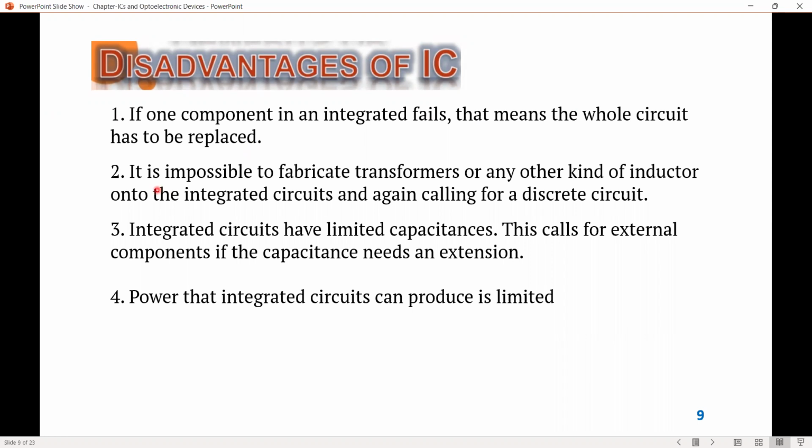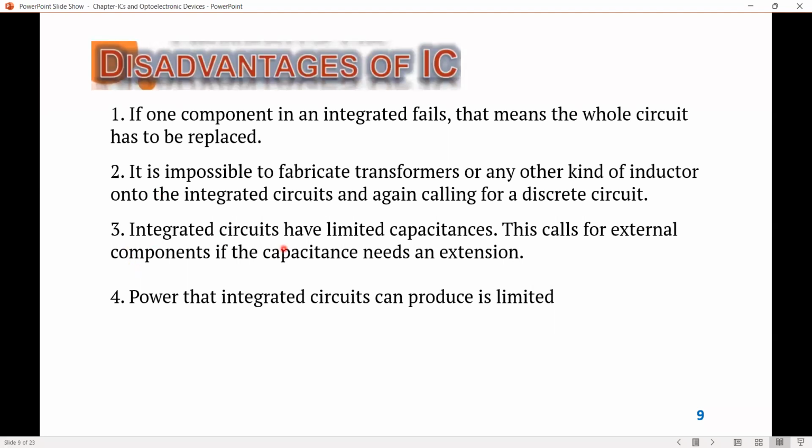This is the disadvantage. It is impossible to fabricate transformers or any other kind of inductor onto integrated circuits, calling for discrete components. It is impossible because for transformers we need a magnetic path to flow. We need a core and all. The size of the transformer is very big, so it is impossible to design it on the IC.